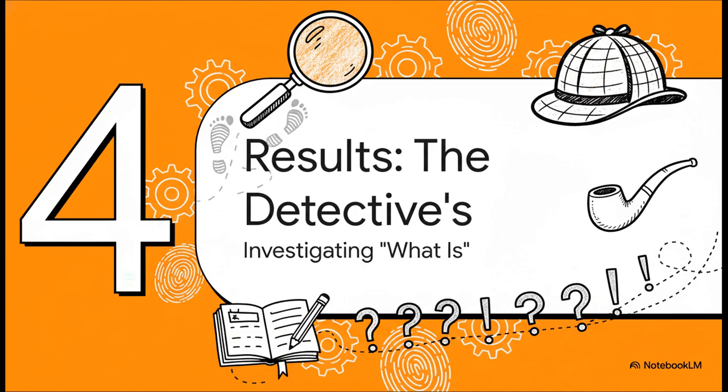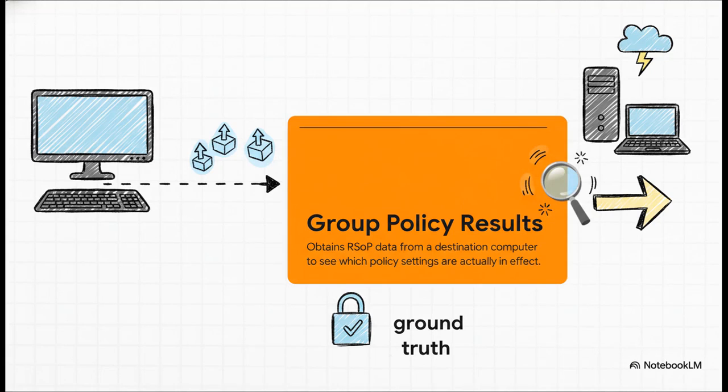What's actually happening? For that, we need our second tool, Group Policy Results. This is your detective, the one you send to the scene of the crime to gather hard evidence from a live machine. Unlike modeling, the results tool doesn't simulate a thing. It connects directly to a target computer, whether it's your own or one across the network, and it pulls the actual RSOP data that machine has processed. This isn't a prediction, this is ground truth. It's what you need for troubleshooting.